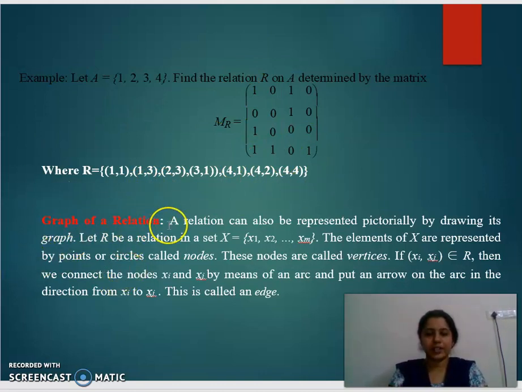Next is the graph of a relation. How to write a graph of a relation? Generally a graph contains vertices and edges. Vertices are represented by nodes, meaning points or dots, and edges are the connections between any two nodes. And how to draw the graph for a relation: the elements in the set are represented by dots. If there is a relation from one element to another element, then a line or edge is drawn between the two elements.